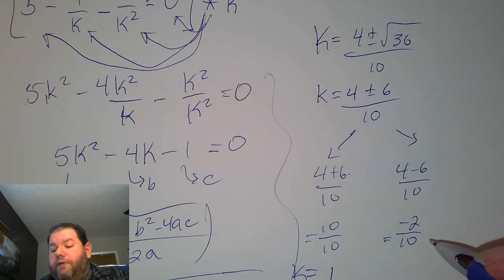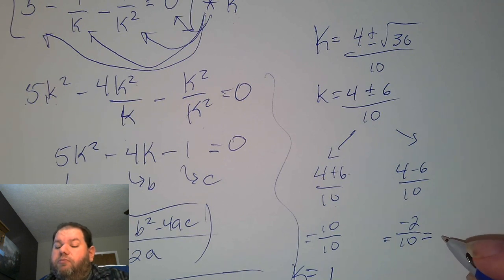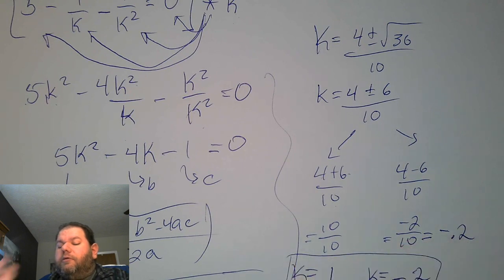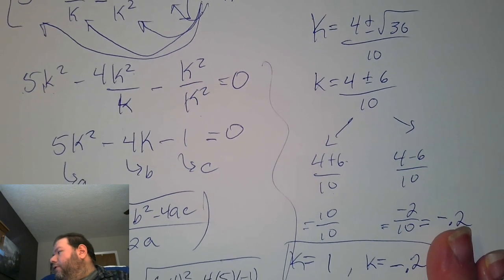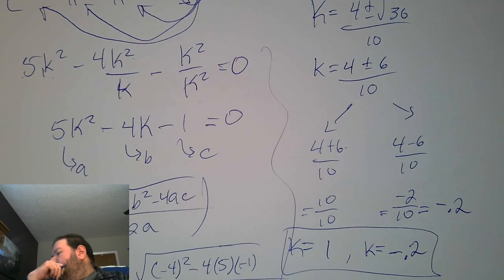And so negative 2 over 10 is negative 0.2, right? Yeah. Okay. Oh, sorry. And again, we could write that as negative 1 over 5 if we'd like, but negative 0.2 is just as good.